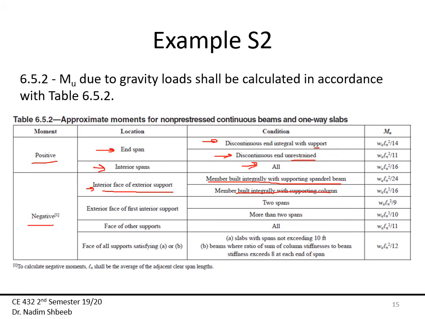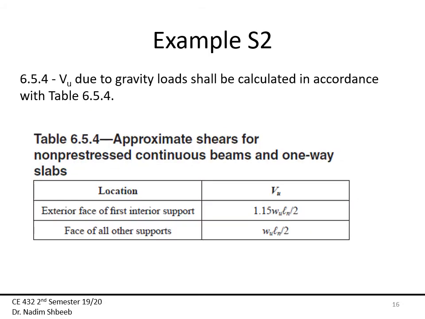Now, as far as shear is concerned, I only have two conditions. If it's at the exterior face, which means the first column, then it's going to be 1.15 W ultimate ln over 2. And the face of all other supports is just going to be W ln over 2, which is simply the shear equation for the simple beam, okay, except for the first support, of course.